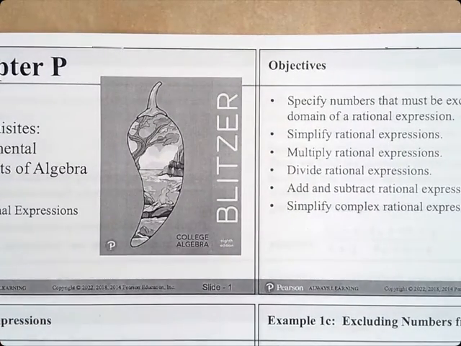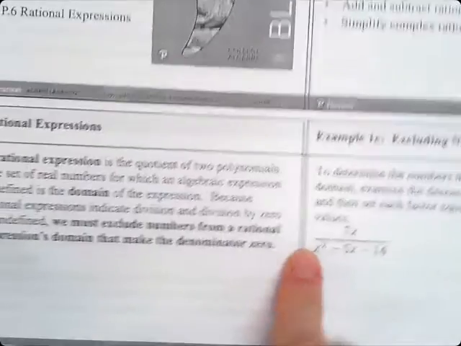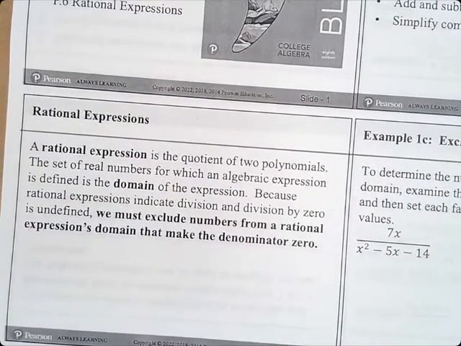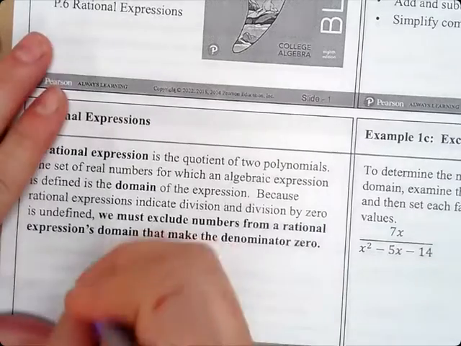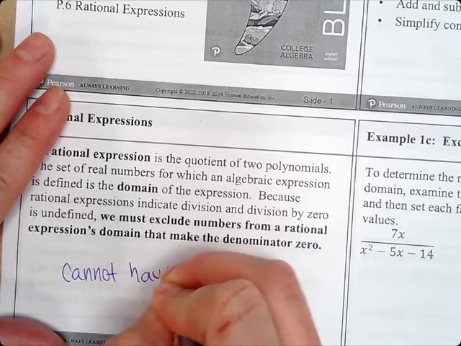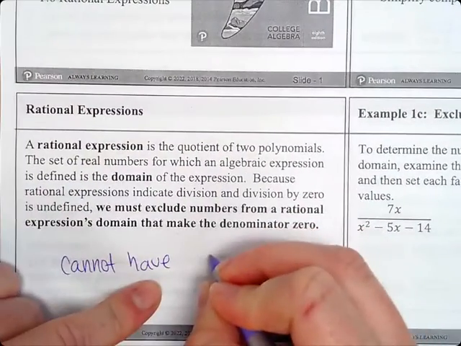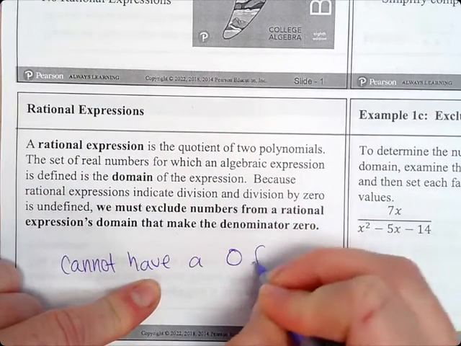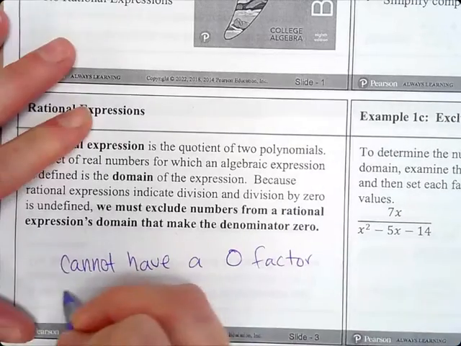So let's see what we can do. The only thing that we have to do is exclude any values in the denominator that would make the denominator equal to 0. So we cannot have a 0 factor in the denominator.